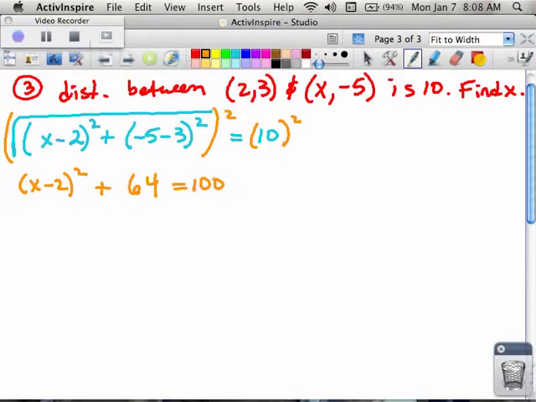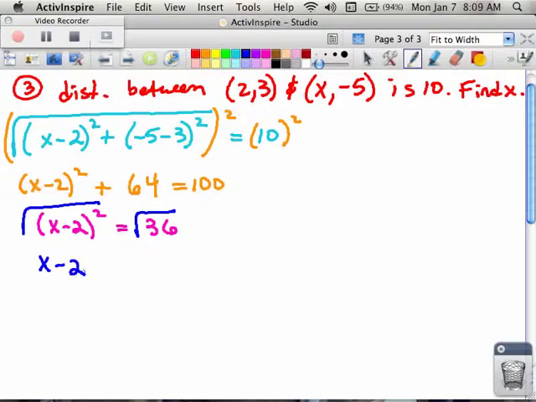I then would subtract 64 from both sides. If I subtract 64 from both sides, I end up with x minus 2 squared equals 36. And now what I notice is the thing that's kind of messing me up a little bit is the square on the parentheses. So I want to get rid of that. So I square root both sides. And when I square root the left, just like before, the square root and the square undo each other because they're inverses. I get x minus 2. And on the right-hand side, I get the square root of 36, which is 6.